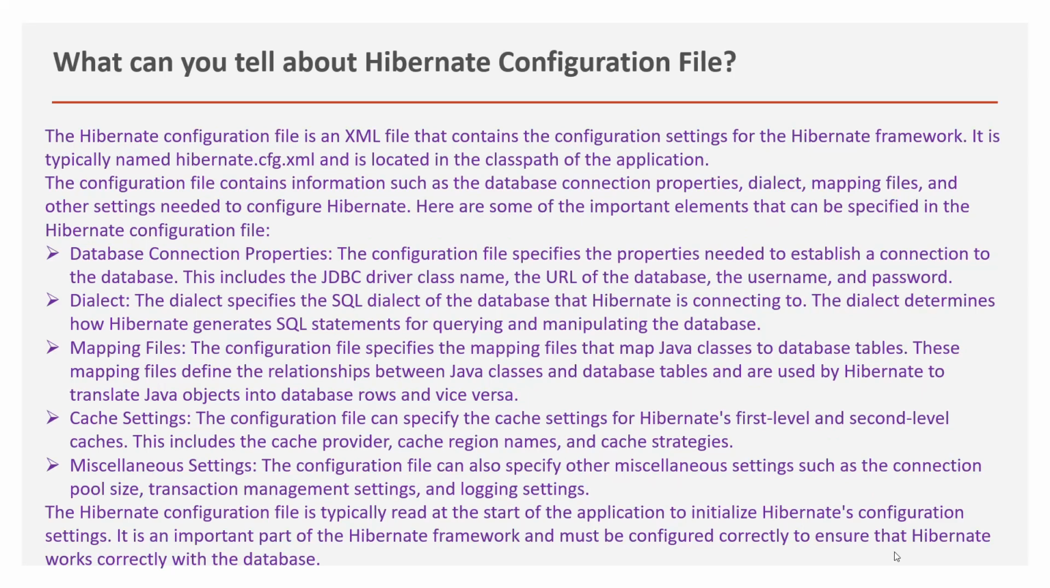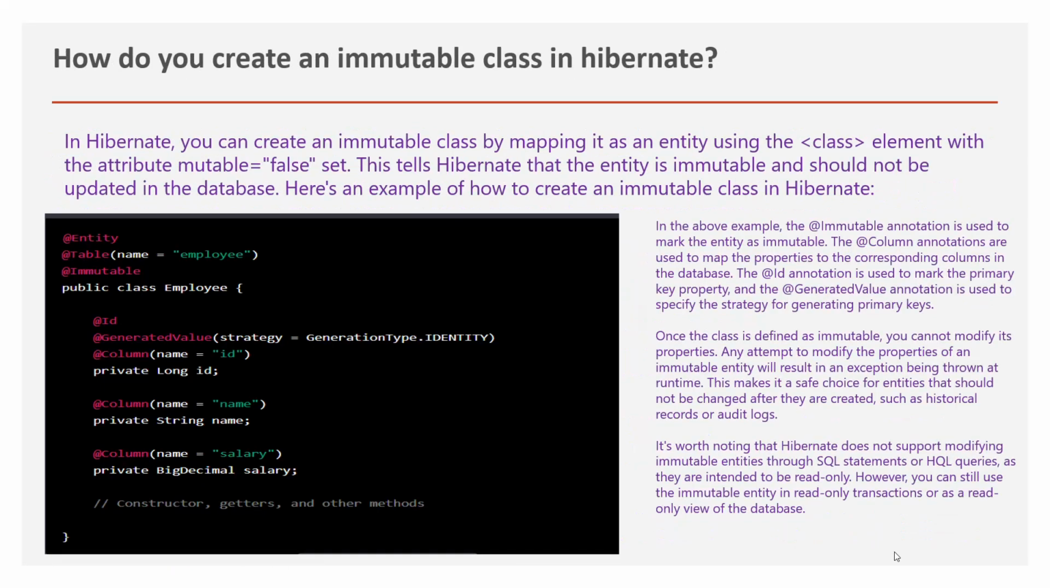Miscellaneous settings. The configuration file can also specify other miscellaneous settings such as the connection pool size, transaction management settings, and logging settings. The Hibernate configuration file is typically needed at the start of the application to initialize Hibernate configuration settings. It is an important part of the Hibernate framework and must be configured correctly to ensure that Hibernate works correctly with the database.